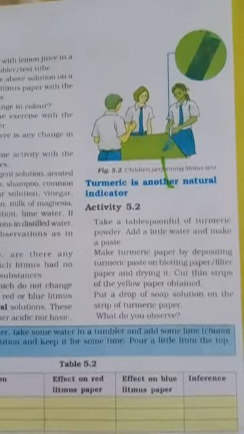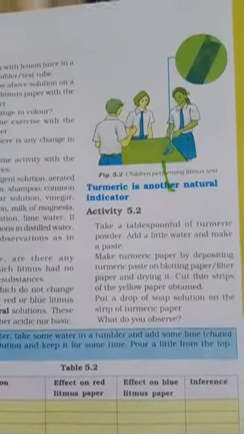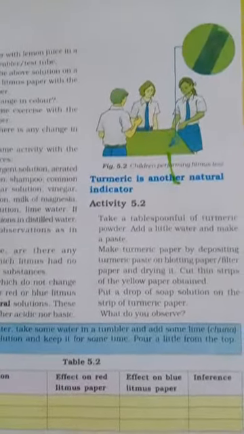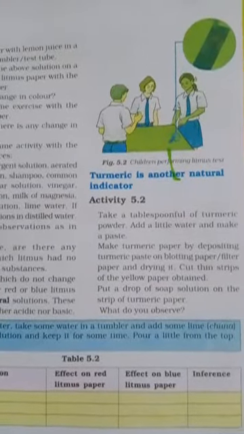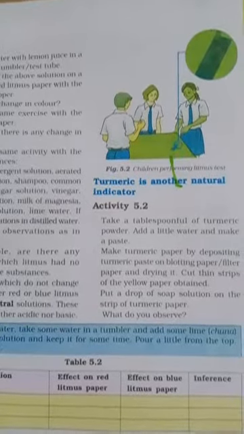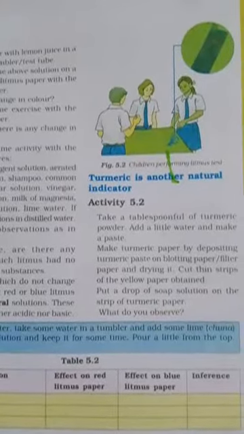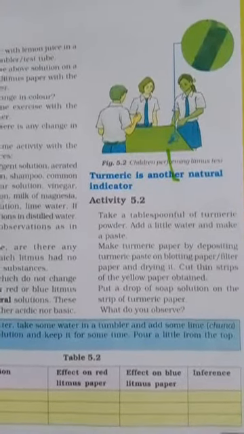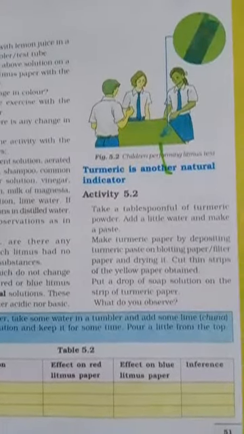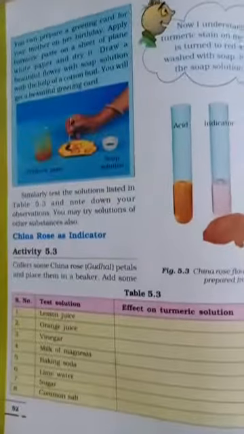After it gets dried, cut it into small, thin strips of the filter paper and you will get yellow paper strips, like litmus paper. It turns into a yellow colored paper. We call this a strip of turmeric paper. So what do we do with this turmeric paper? It's very simple.